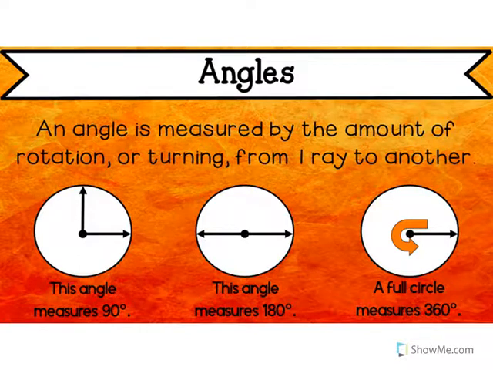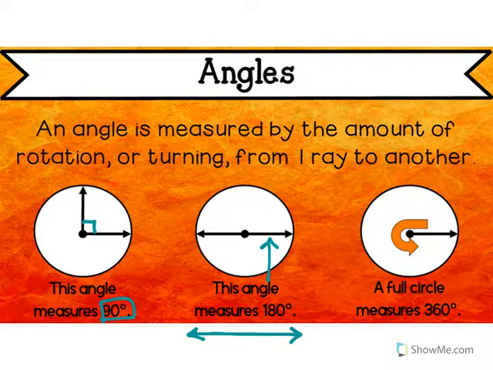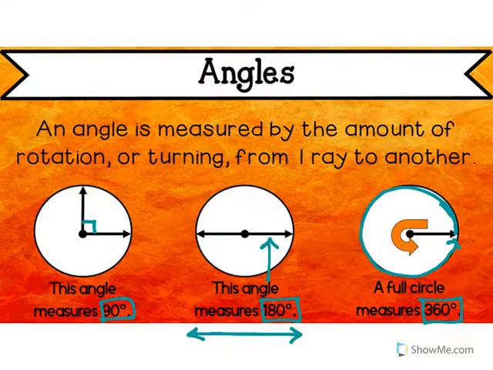So this one right here we talked about, this is a 90-degree angle. A straight line, like you see right here, or the one I just drew, is 180 degrees. Then a full circle, meaning I start like this and go all the way around, is a 360. That's why if you jump in the air and turn all the way around, it's called a 360, because you turned 360 degrees.